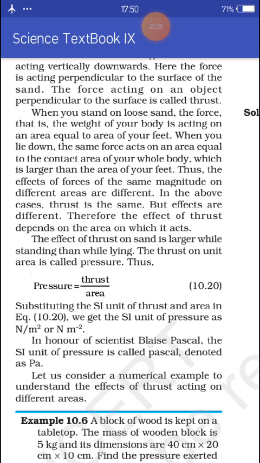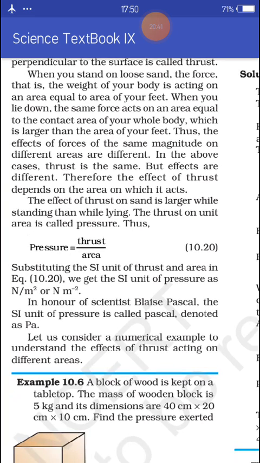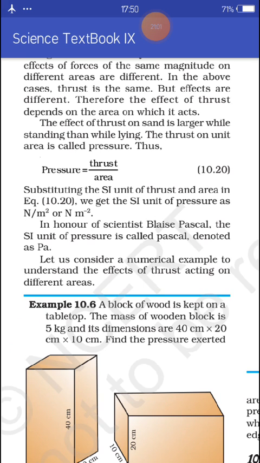When you stand on loose sand, the force, that is the weight of your body, is acting on an area equal to the area of your feet. When you lie down, the same force acts on an area equal to the contact area of your whole body, which is larger than the area of your feet. Thus, the effects of forces of the same magnitude on different areas are different. In the above cases, thrust is the same, but effects are different. Therefore, the effect of thrust depends on the area on which it acts. The effect of thrust on sand is larger while standing than while lying.